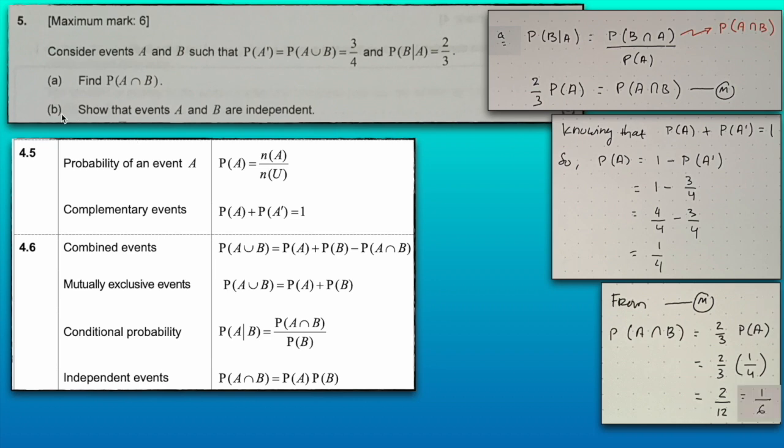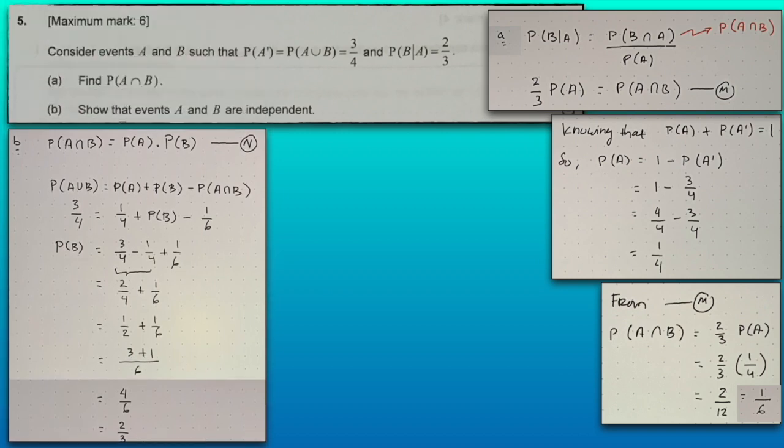For section B, show that events A and B are independent. Then we can use this formula. We know probability of A intersection B, and we know probability of A from here, but we don't know P(B). How do we find P(B)? Then we use this formula, the formula for a combined event. So let's have a look.